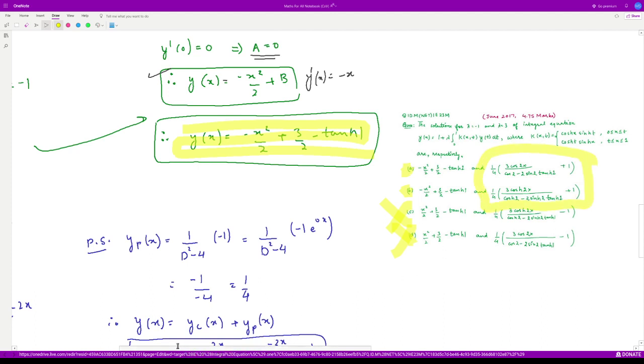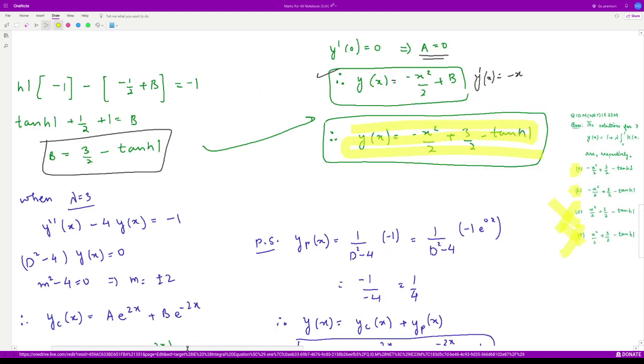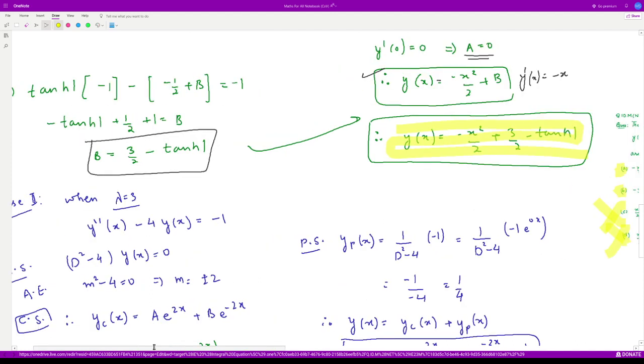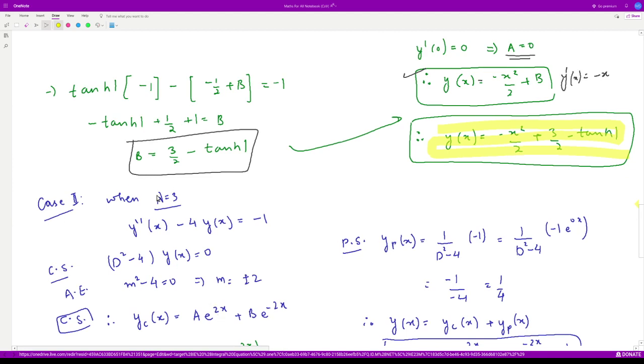So let us check the solution when lambda is equal to 3. Case 2, when lambda is equal to 3. Our differential equation now becomes y double dash x minus 4y(x) is equal to minus 1. So this is again a non-homogeneous equation. So how do we solve such equations?